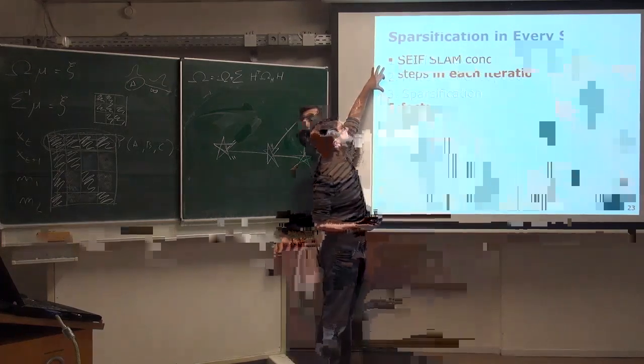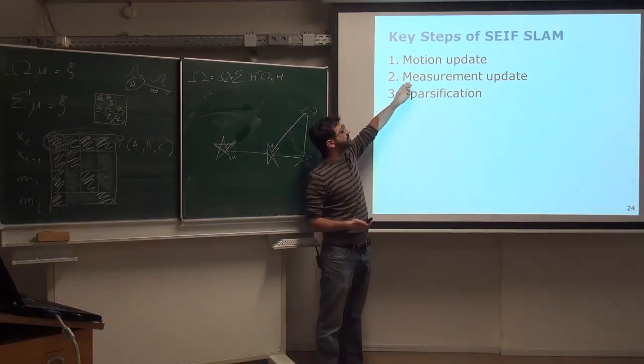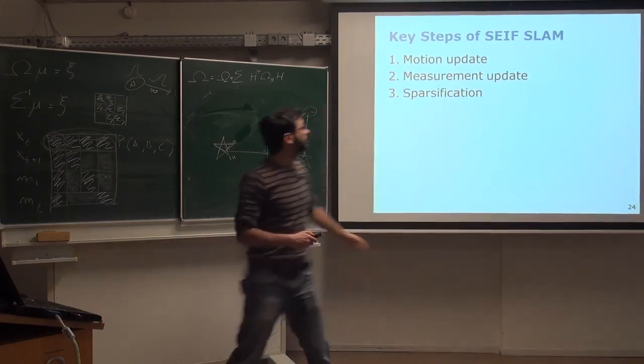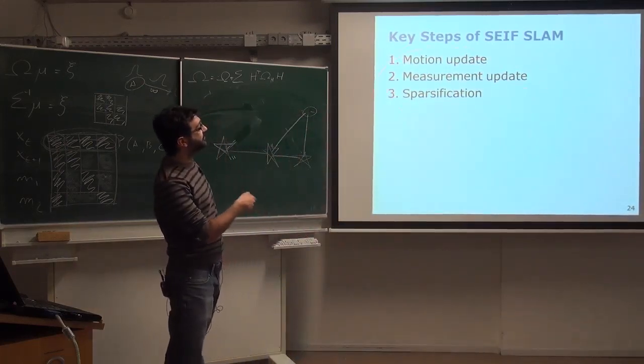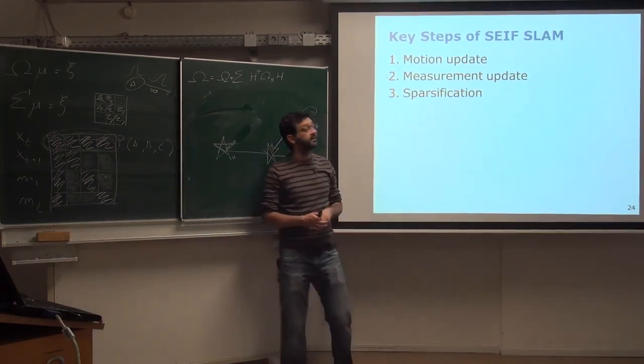These are, in summary, the three main steps. We do a motion update first, we do a measurement update, and then we do a sparsification. Do you think these are enough, or do you think we should do something in between that might help us?